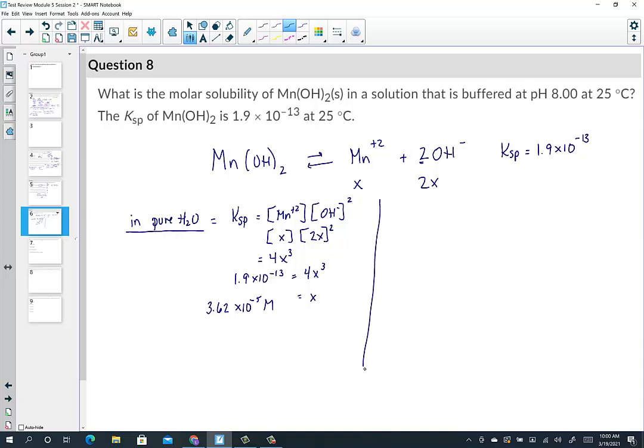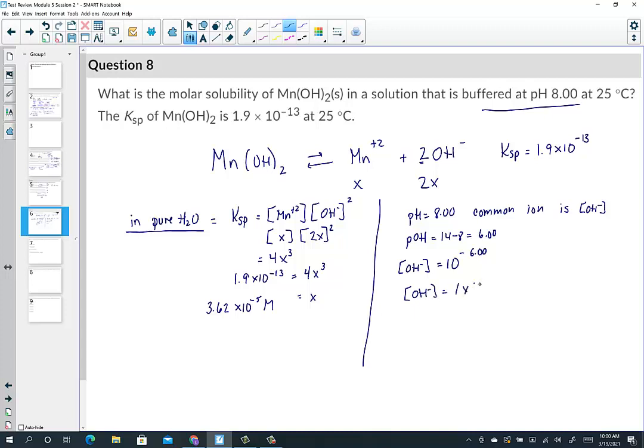But the problem said we're not in pure water. We've buffered it to a pH of 8.00. Now think of this as a common ion problem. If I'm buffering a solution to pH of 8, it's the same as saying the pOH is 14 minus 8, which is 6.00. And I can say that the hydroxide ion concentration then would be 10 raised to the negative pOH. So the concentration of hydroxide is 1 times 10 to the negative 6 molar units. This is the common ion concentration of hydroxide.